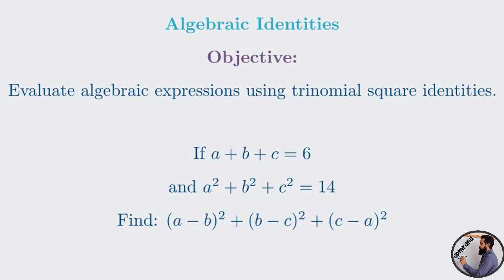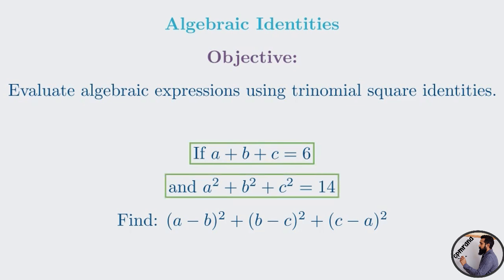First, let's identify what we are given. We know the sum of three variables a, b, and c equals 6. We also know the sum of their squares equals 14. Our goal is to find the value of the sum of the square differences between these variables.